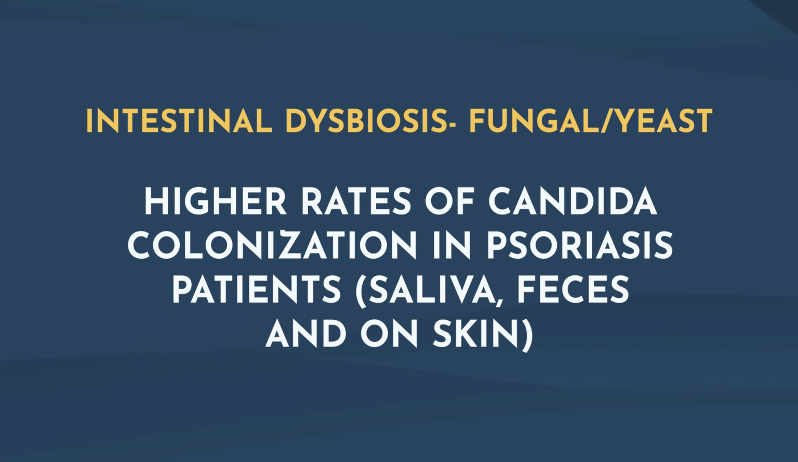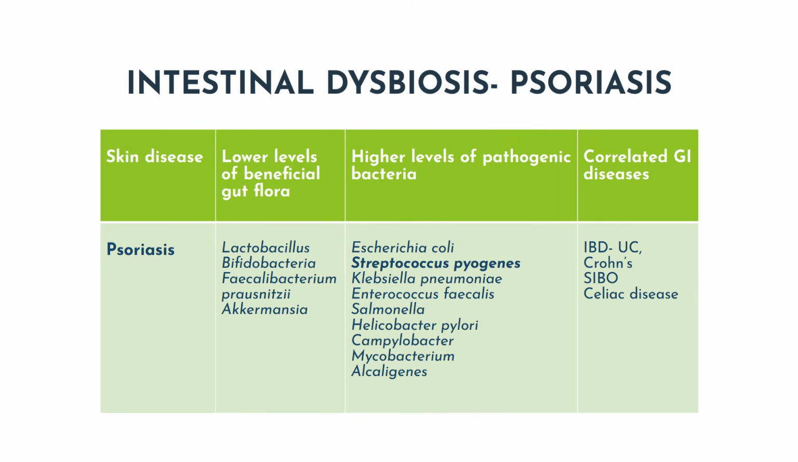We also see fungal problems. There are higher rates of candida colonization in psoriasis patients. We find it in the saliva, in their feces, and on their skin. Generally, when we look at the research on the gut microbiome of psoriasis patients, we see lower levels of beneficial gut flora, things like lactobacillus, bifidobacteria, Faecalibacterium prausnitzii, and Akkermansia muciniphila. Those last two we talked about in helping maintain the gut mucosal barrier.